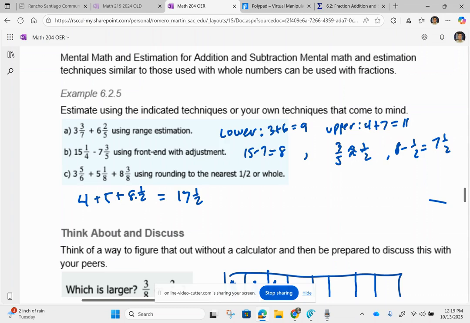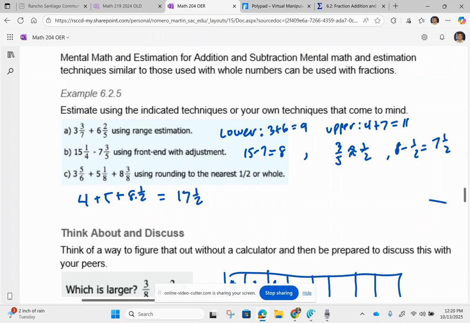15 1/4 minus 7 3/5, front end with adjustment. I'm just going to take the front part. We could adjust it a little bit by adding some stuff. 3/5 is kind of like 1/2, so we're adjusting. So I'm just going to use 15 minus 7 is 8. And then we have this extra half to take away. So 8 minus a half is 7.5, approximately, again, right? What that is, we're adjusting, looking at the front pieces. The 1/4 I just assume is close enough to 0. Again, having an understanding of the numbers.